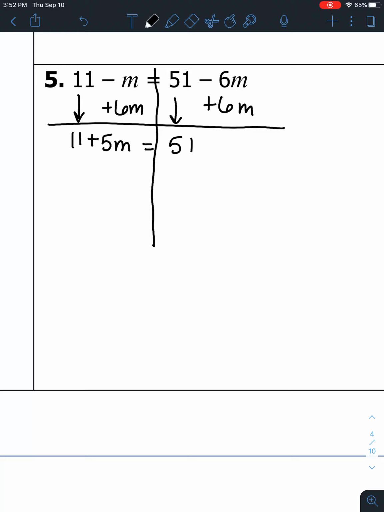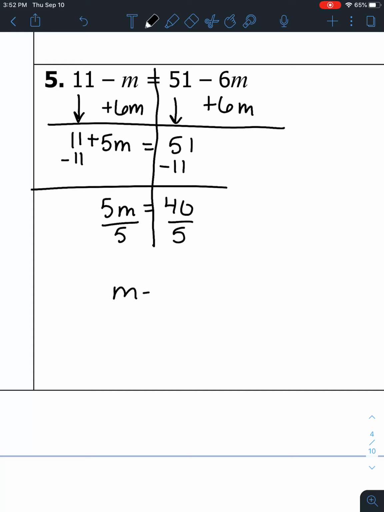Okay, I got variables to one side, so that means I have to move my positive 11. So I have to minus 11 to both sides. So that gives me 5m equals 40. Divide by 5 on both sides. So that gives me m equals 8.